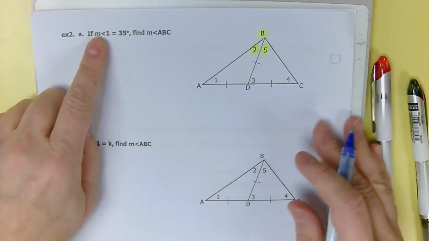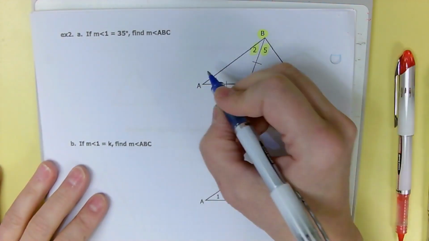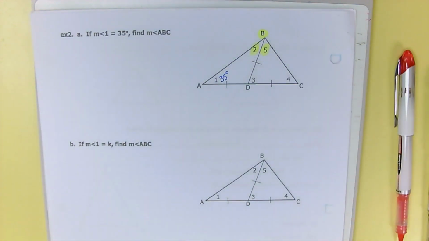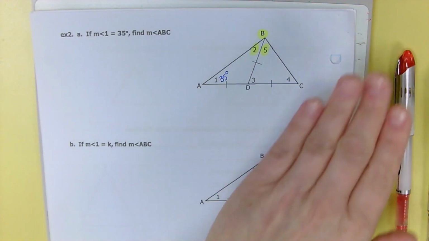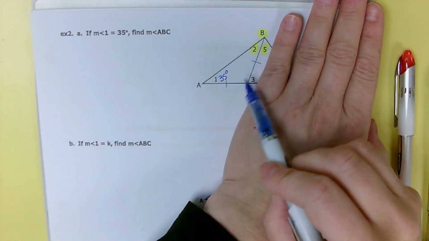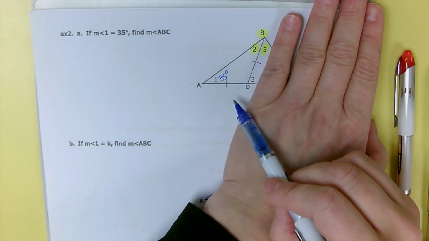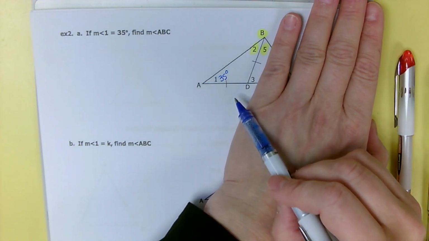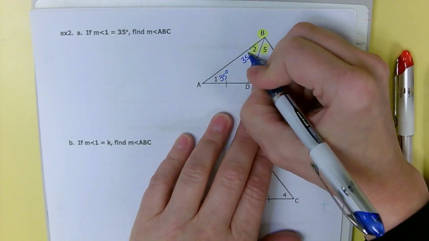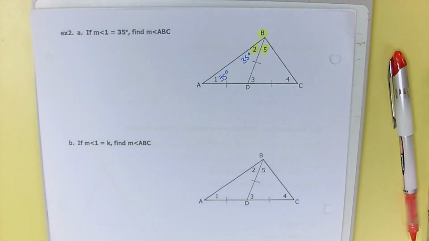Now it does say if angle 1 is 35 degrees. So first thing I want you to do, and on your homework, I want you to draw it and label it. Angle 1 is 35 degrees. Now using our theorem, ABD has 2 congruent sides, which means the angles opposite those sides are the same. So if 1 is 35, 2 is 35 degrees. And what do you know? I have half of what I need for my answer.